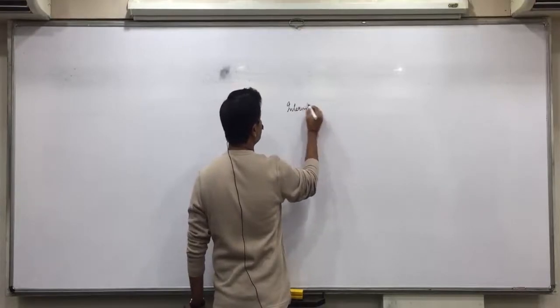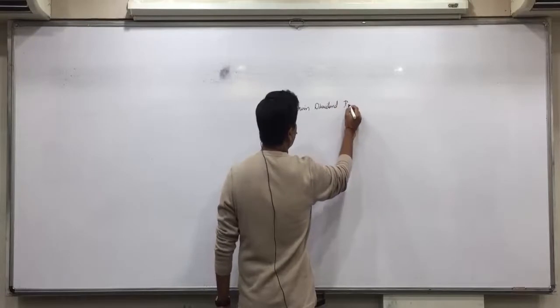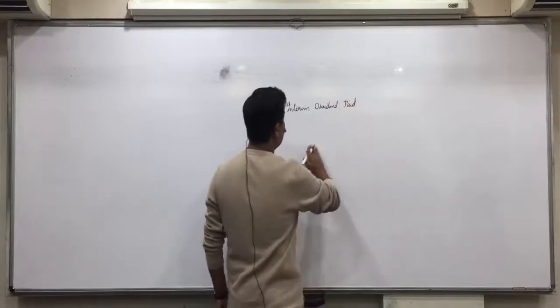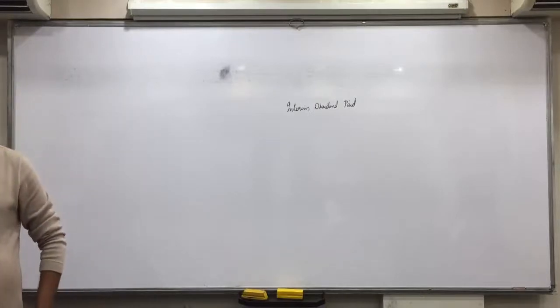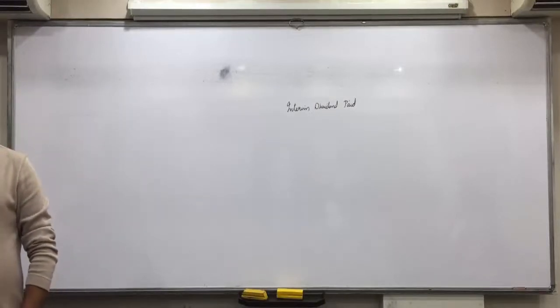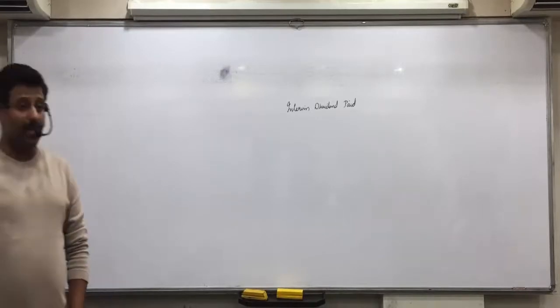Interim dividend paid. It is a non-operating expense. It is a financial expense, so you have to add it. Interim dividend means between the year. Proposed dividend means final dividend at the end of the year.